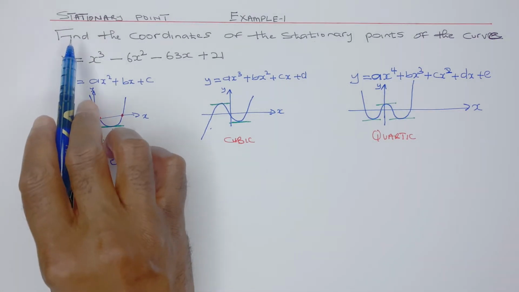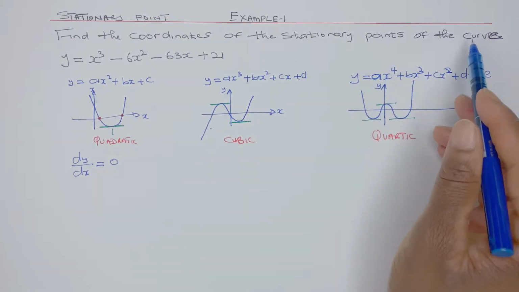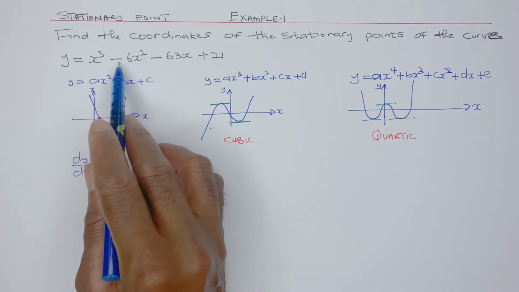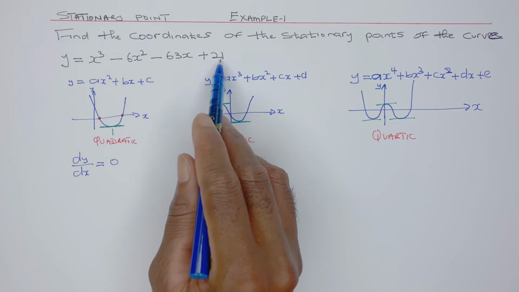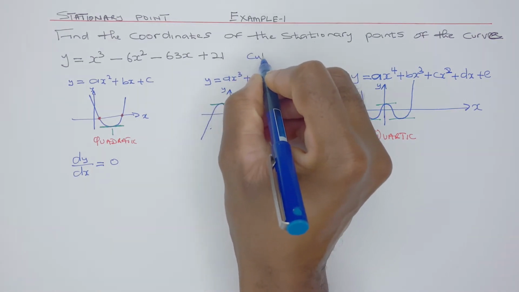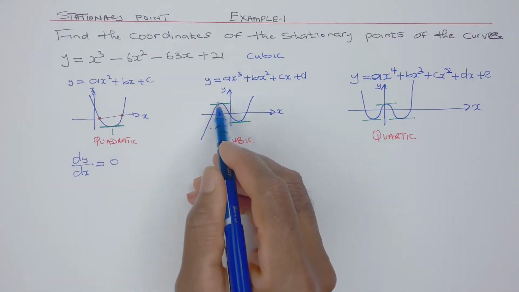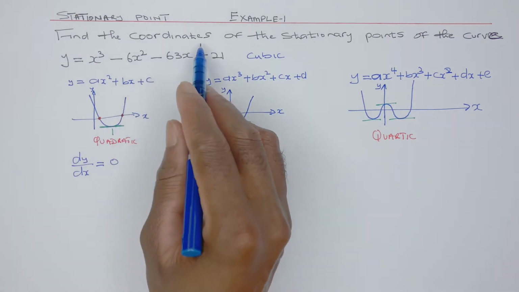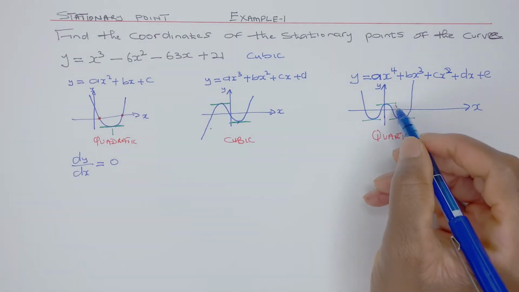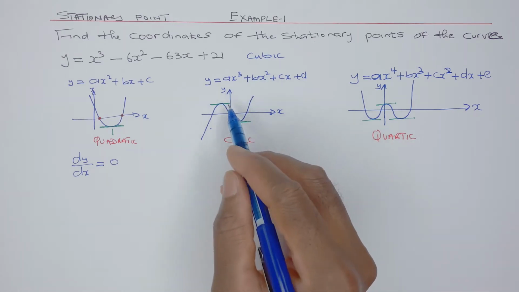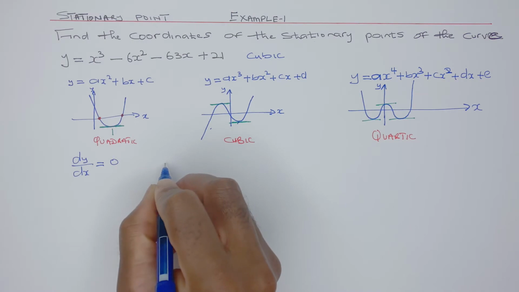The question says, find the coordinates of the stationary points of the curve y equals x cubed minus 6x squared minus 63x plus 21. So this is cubic, so we're expecting 2 turning points, hence the coordinates and the points. If you differentiate a quartic, you get a cubic. If you differentiate a cubic, you get a quadratic. Now, let's have a go with this question.